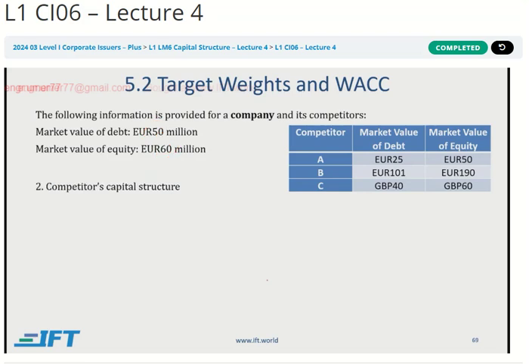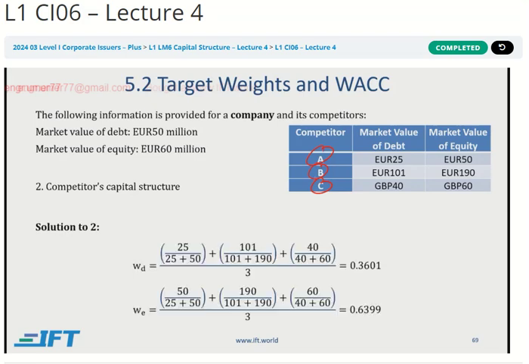The second one is a little bit more complicated because you've got 3 competitors. So you'll have to do it separately for each of these and then take the average. So try to do it and then I will show you the solution. Alright, so hopefully you were able to do it.